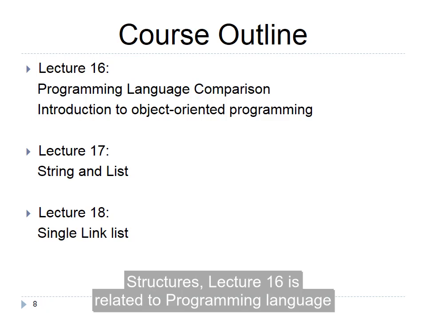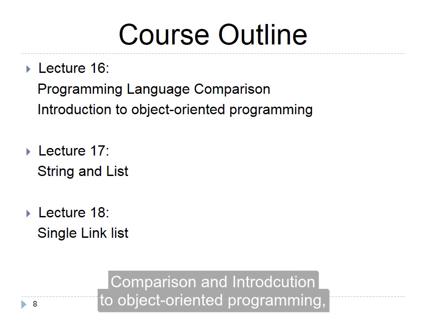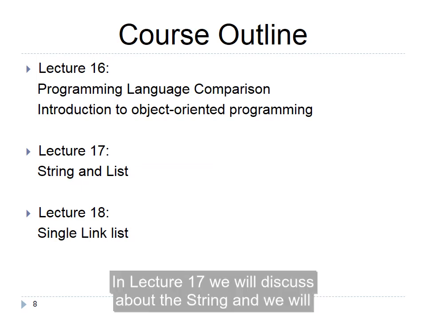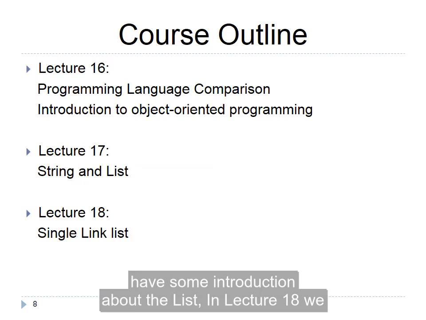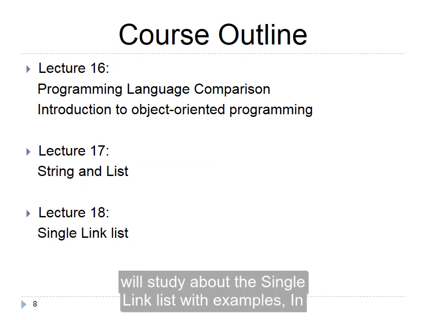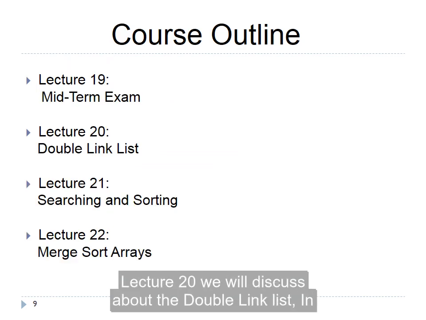Lecture 16 is related to programming language comparison and introduction to object-oriented programming. In lecture 17, we will discuss the string and we will have some introduction about the lists. In lecture 18, we will study the single linked list with examples. In lecture 20, we will discuss the double linked list.